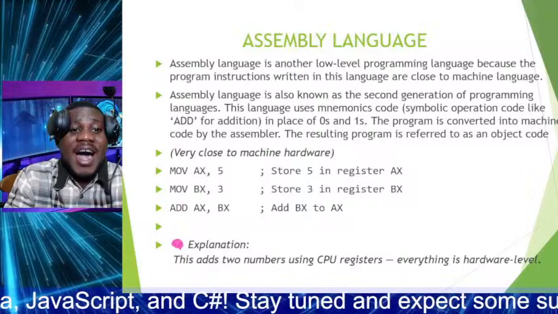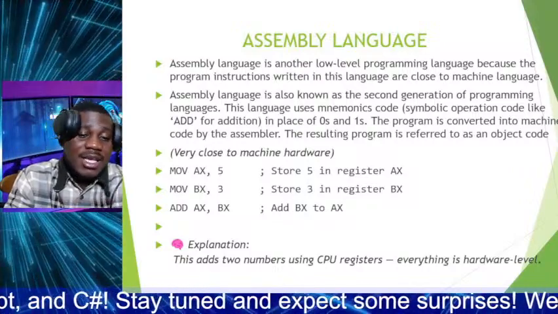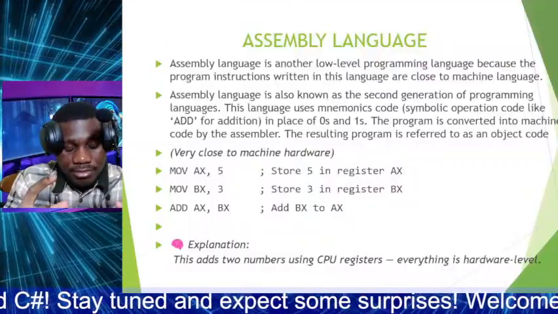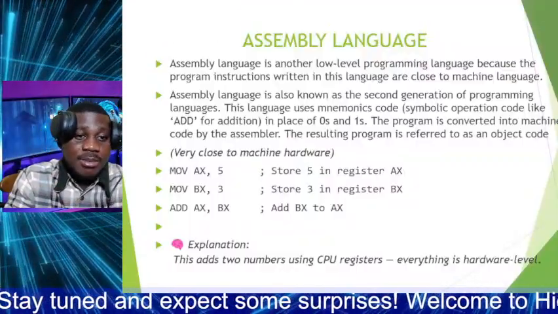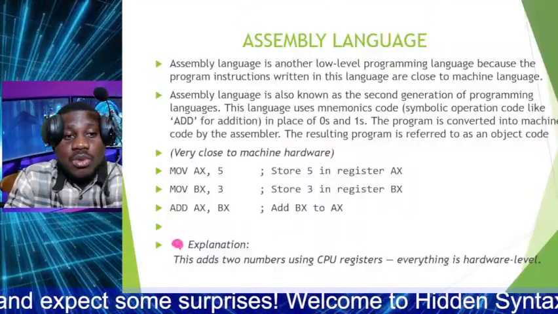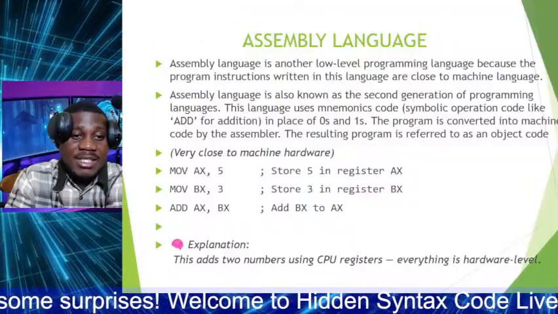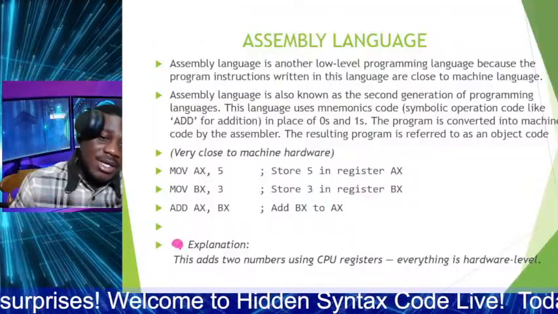So in case you want to add something, like an integer or a decimal number, you need to use the add mnemonic. We use those to replace the old machine language, which, as I said, uses zeros and ones.